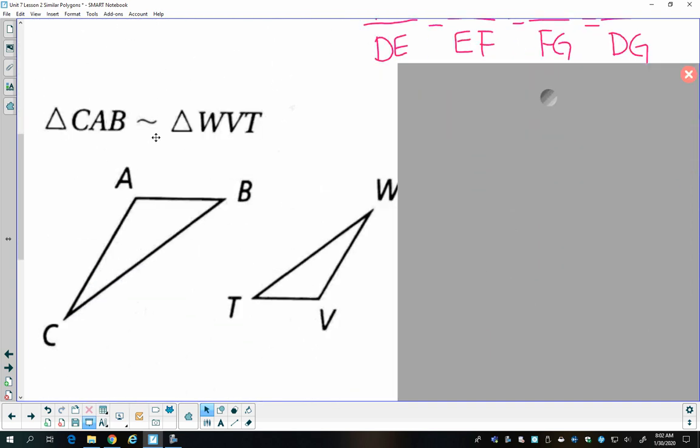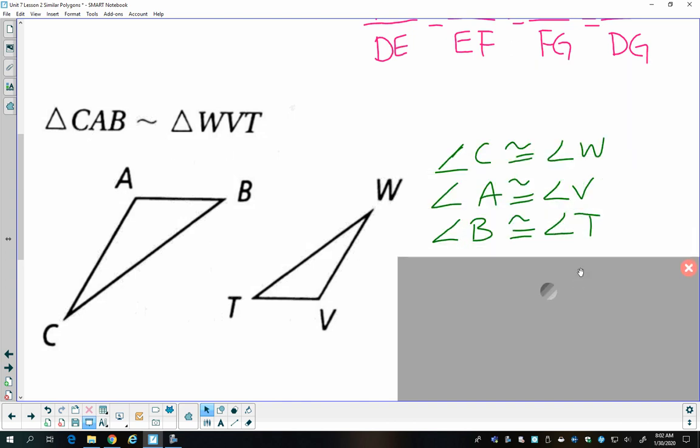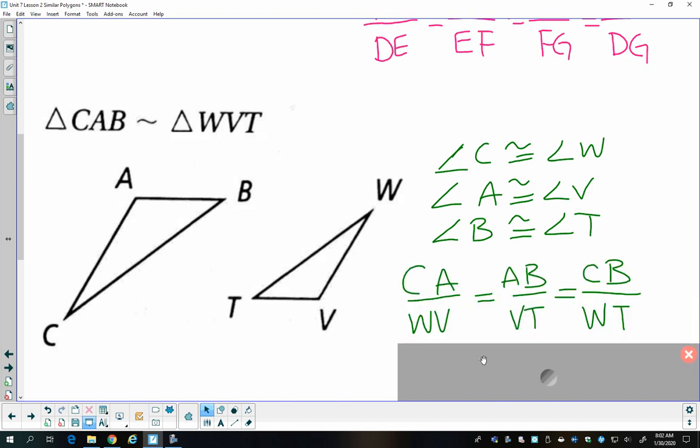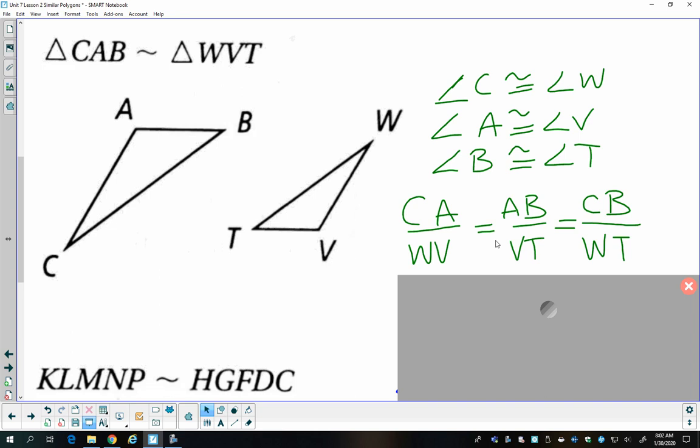It's the same thing if we have triangles. Again, we just match the letters up to find the angles. And then we match the letters up again to put the sides together, but they're not congruent. They make fractions. So CA goes with WV, and AB goes with VT, and CB goes with WT. And again, these fractions, if we knew how long the sides were, would simplify or reduce to be the same fraction.